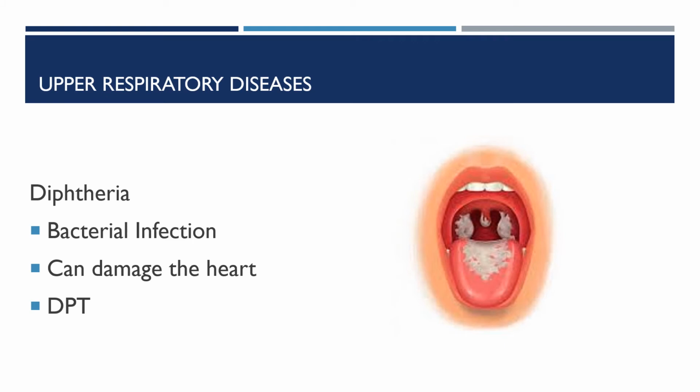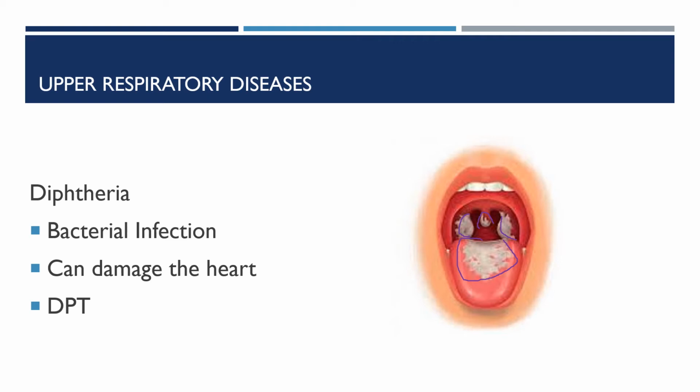Diphtheria is another upper respiratory disease, and it affects the pharynx and the tongue. And what it is, it's a bacteria that gets in. Primarily, we see this in children, and it's a bacteria that can cause these whitish patches on the back of the throat, in the pharynx, and on the tongue. And it's also accompanied by fever and aches and generally not feeling good. But because it's a bacteria, it won't just go away on its own. It needs to be treated with an antibiotic.